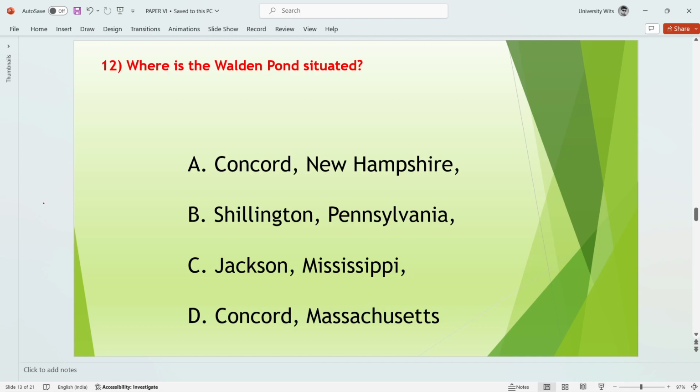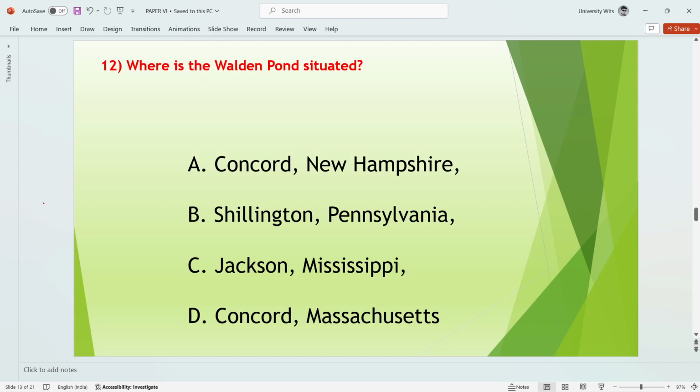And the other options, New Hampshire, Shillington, Pennsylvania, are not correct because they don't have the same historical connection with Walden Pond or Henry David Thoreau. So remember the place, Concord, Massachusetts. So option D is the correct answer.